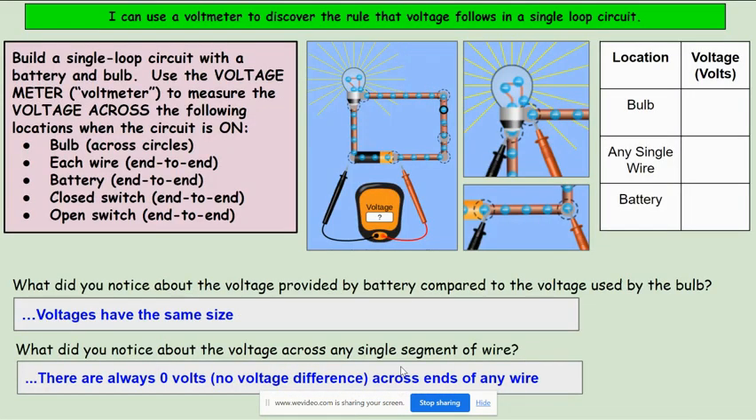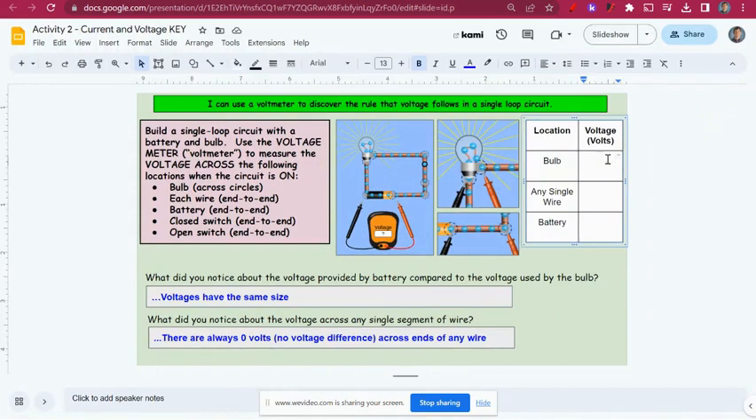In this part, you had to actually use a voltmeter to measure voltages across different things. I didn't put the answers in here, but what you should have been measuring was probably 9 volts used on the bulb, 0 volts on the wire, and 9 volts provided by the battery. So basically, the battery creates this voltage difference of 9, and it all gets used on the bulb. So the voltages have the same size. That's something you should have noticed. And if you look at any wire, there isn't any voltage difference at all.